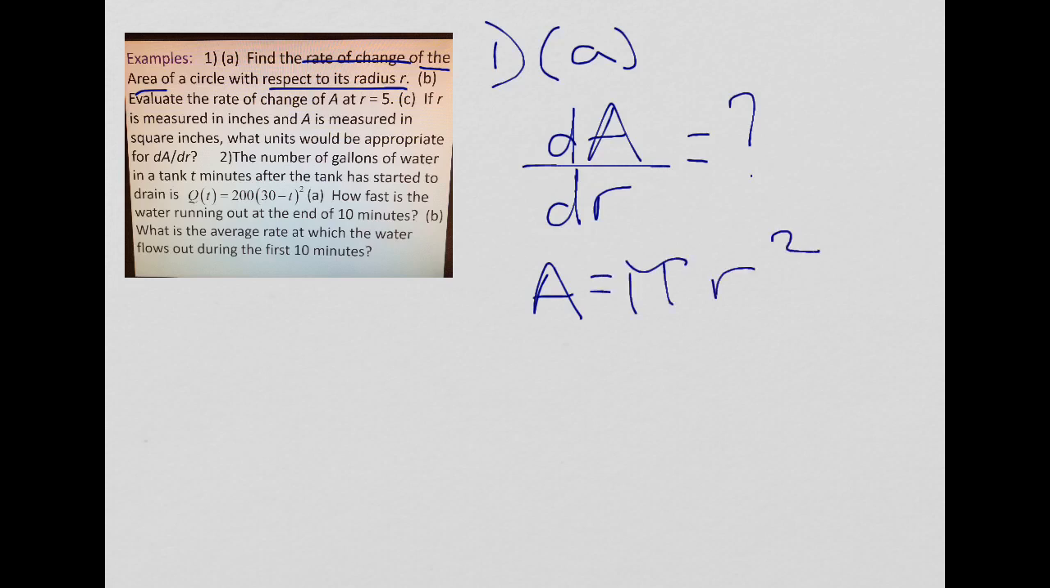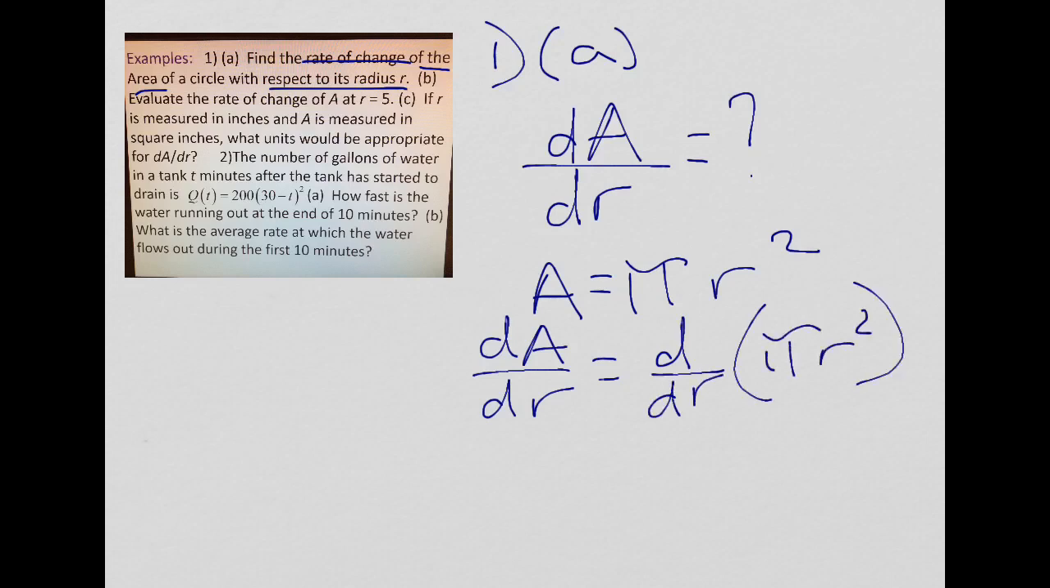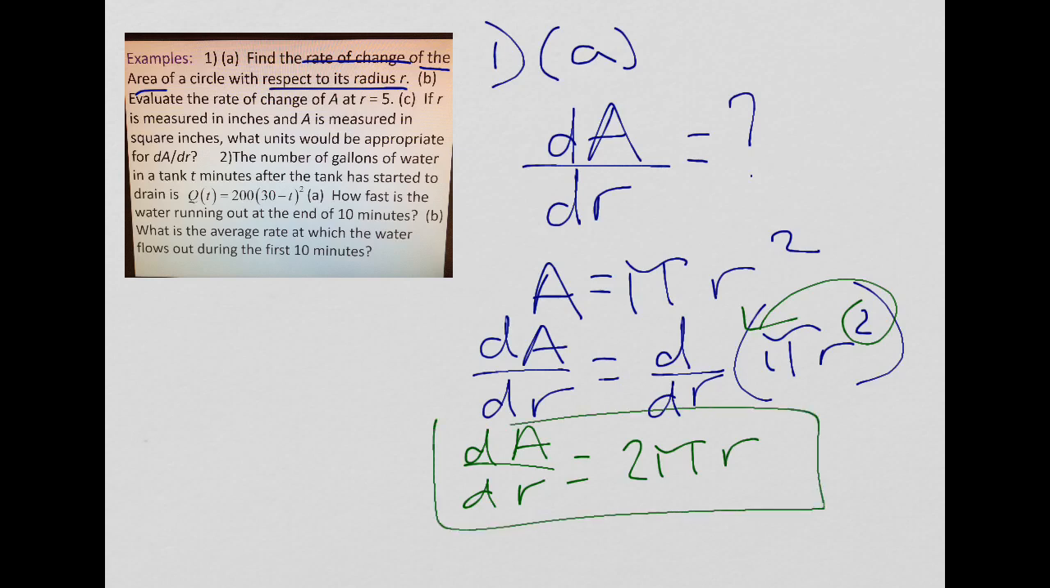So if we take the derivative on the left side of the equation, we get what we're looking for, but we have to take the derivative on the right side of the equation. So it's already going to be in respect to its radius. So if I do the power rule here, I'm going to end up with 2 pi r to the first power. So this is actually our answer. dA over dr is 2 pi r. The derivative of the area with respect to its radius is 2 pi r.